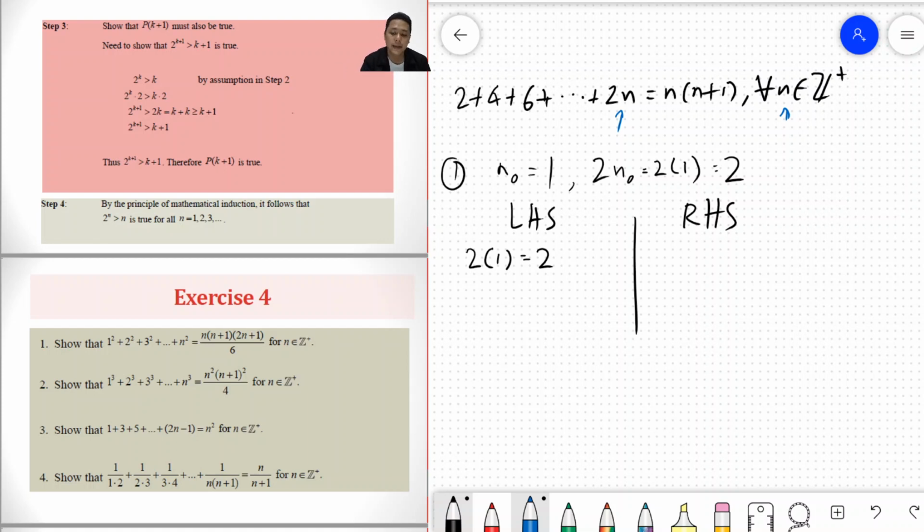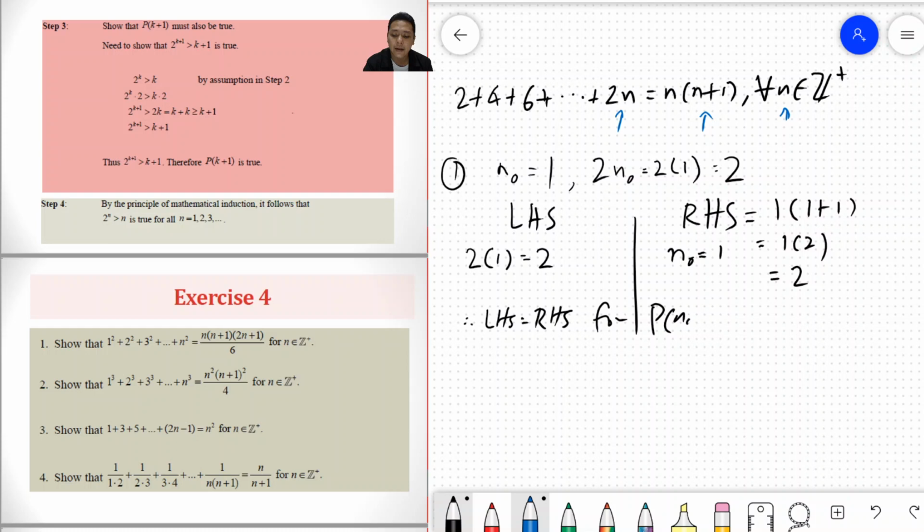The right hand side is the same as always. It doesn't change. n naught is still equivalent to 1. You put it into the formula, it will be equivalent to 1 times 1 plus 1, which is 1 times 2, and the right hand side is 2. Don't forget to put the conclusion at each step. Left hand side is equal to right hand side for P of n naught equals 1, because 2 is equivalent to 2. The first base case n naught equals 1 is true.